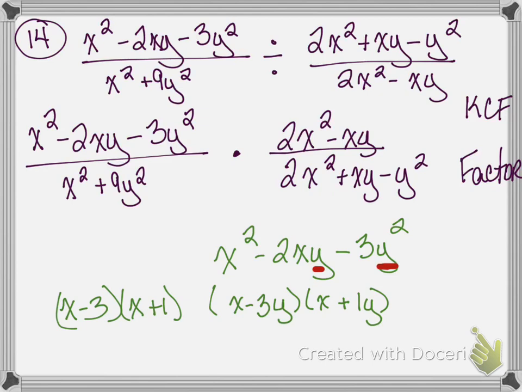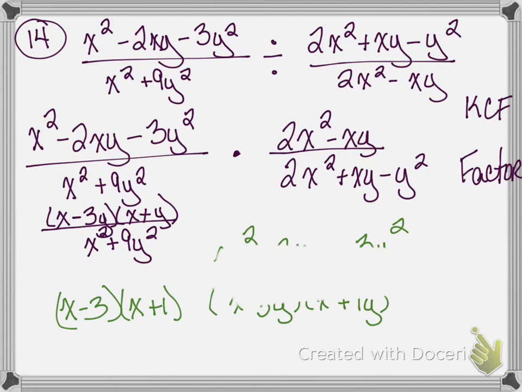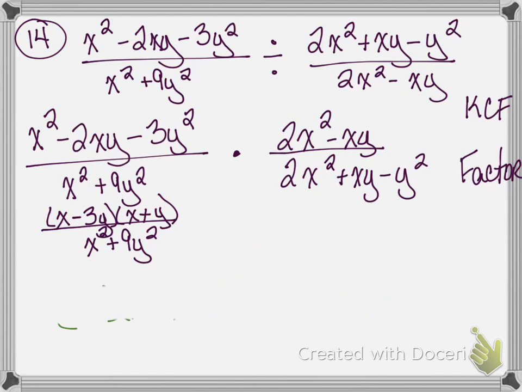So all we've done is I factored x squared minus 2xy minus 3y squared. So I have x minus 3y and x plus 1y. Okay? Our x squared plus 9y squared doesn't factor at all. Be careful with that, because sometimes students want to make that a difference of perfect squares, but it is not a difference of perfect squares because it's being added. So you cannot break down x squared plus 9y squared anymore at all. That's as far as it goes.